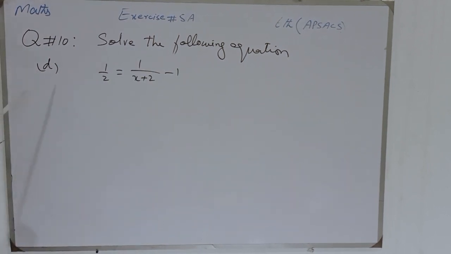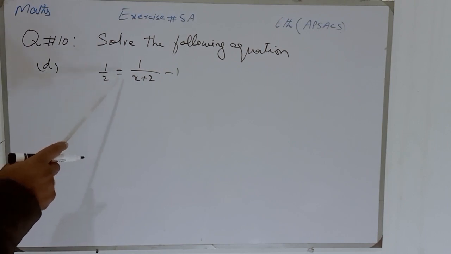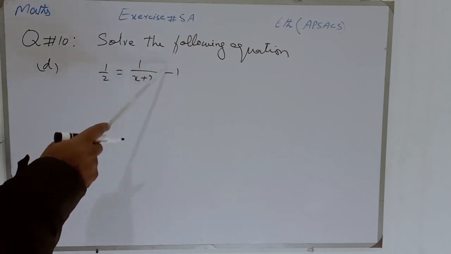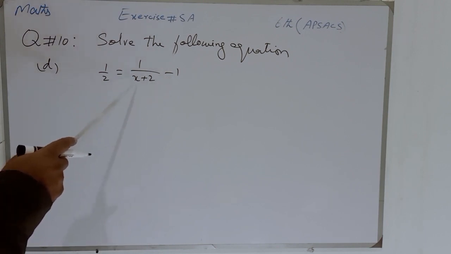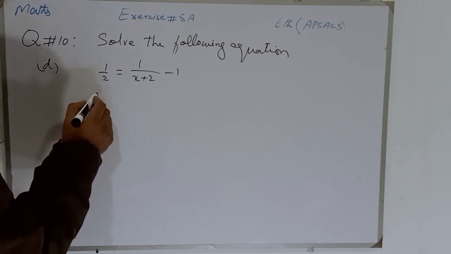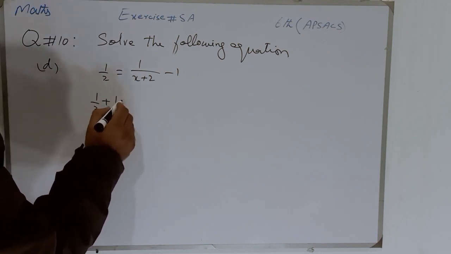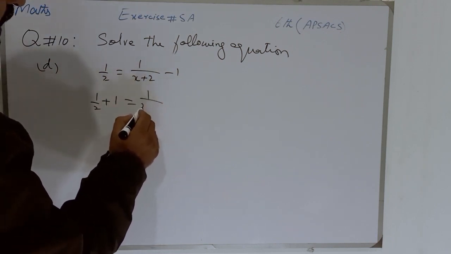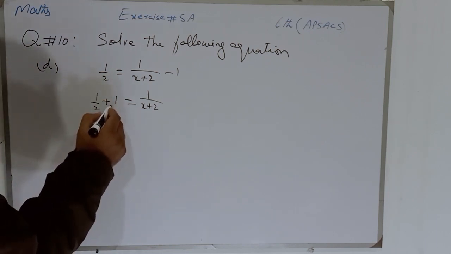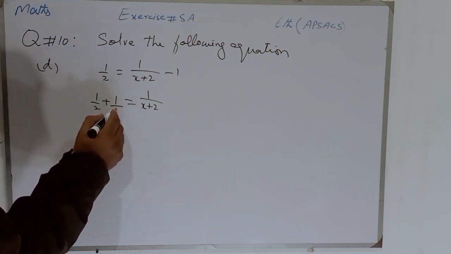Students, D part of question number 10 is 1 over 2 is equal to 1 over x plus 2 minus 1. So first I will transfer this minus 1 to the left side because these two terms are like terms, and it is written as 1 over 2 plus 1 is equal to 1 over x plus 2. Students, for making the single denominator on the left side, we will take the LCM of both the fractions, and 1 can be written as 1 over 1.